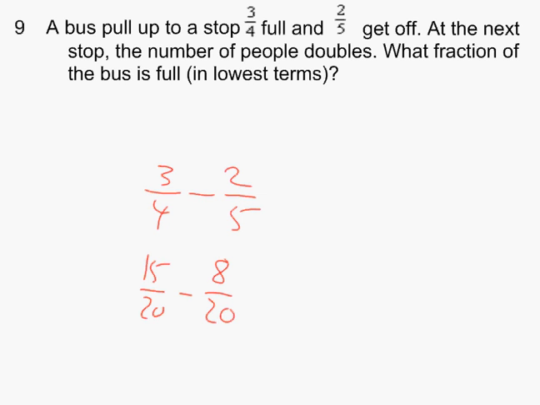15/20 take away 8/20, which means if it was 3/4 full and 2/5 got off, 7/20 of the full bus was there. But when it doubles, that means you're going to have to add another 7/20. And in total, that would mean the bus was 14/20 full, or in lowest terms, 7/10, or as a percentage, the bus was 70% full.